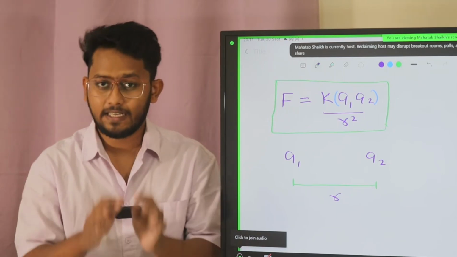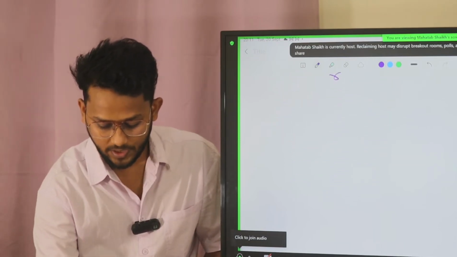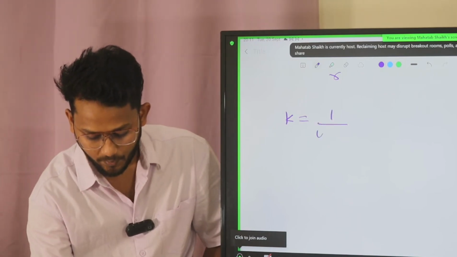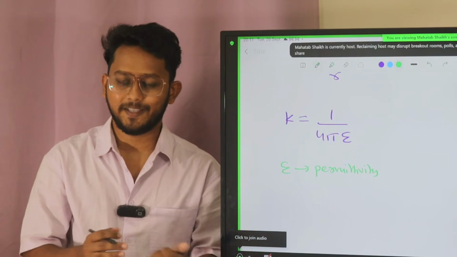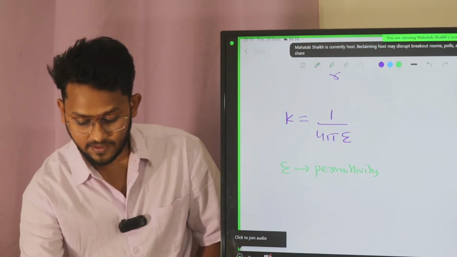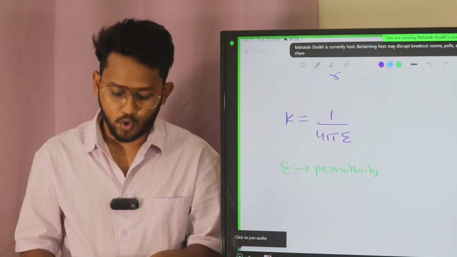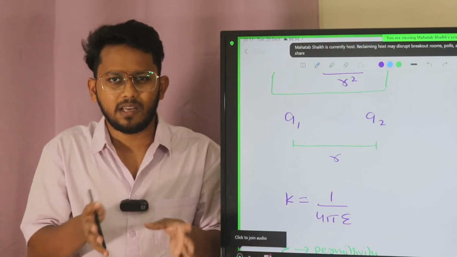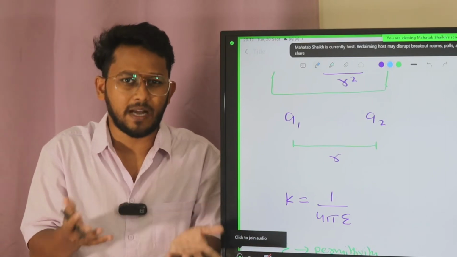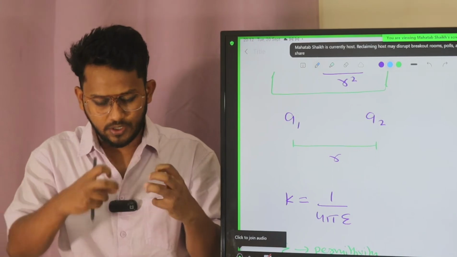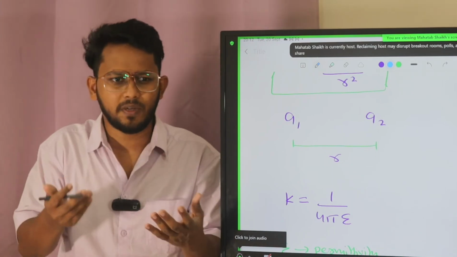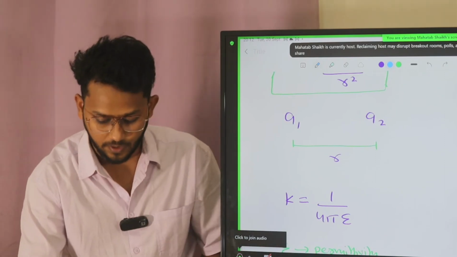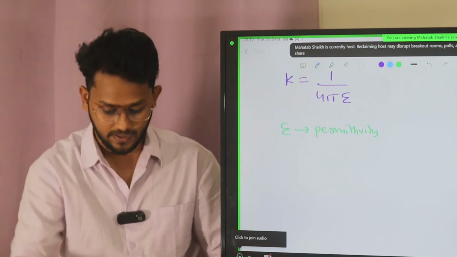Now this k depends upon the medium. Usually we write this as 1 over 4 pi epsilon. Epsilon over here is basically permittivity. The name itself suggests that it will permit. It actually depends upon the medium. If you put these two charges in water, they will behave differently. The force of attraction might be different compared to when you put these two charges in mercury or some other liquid, alcohol maybe. So it depends upon the medium. This k value depends upon the medium, and this k itself depends upon epsilon.